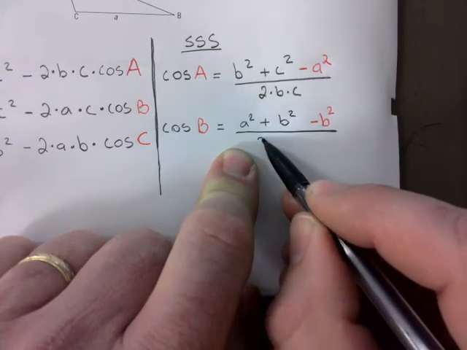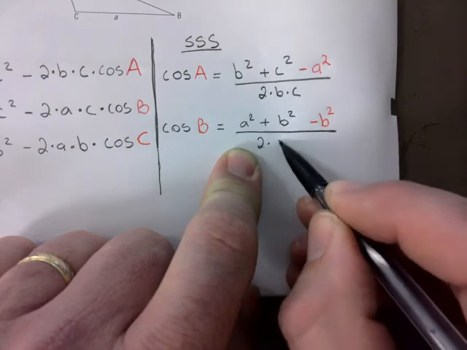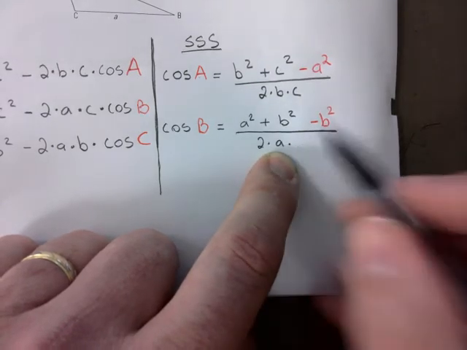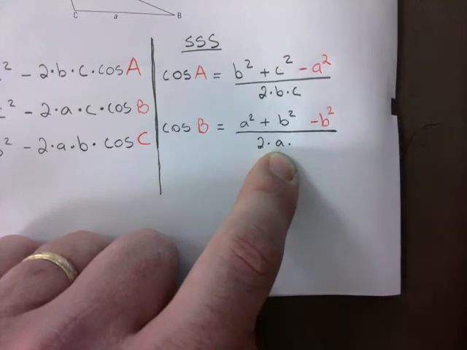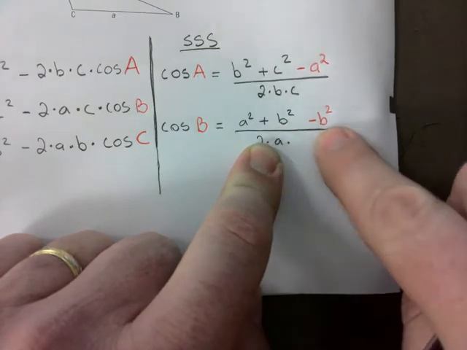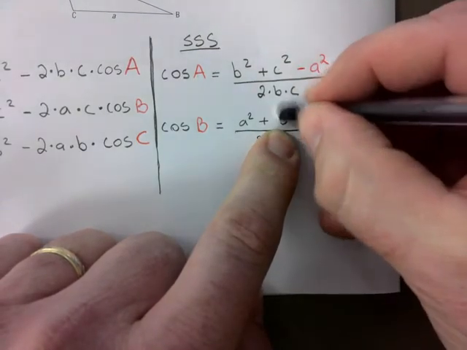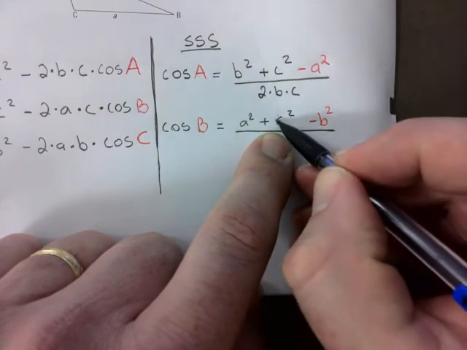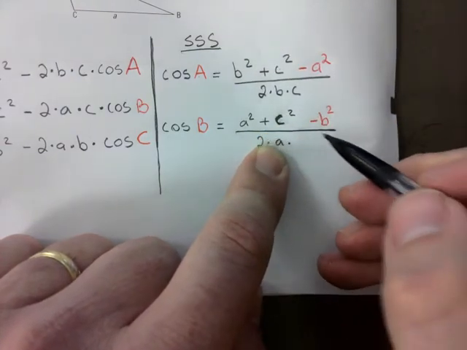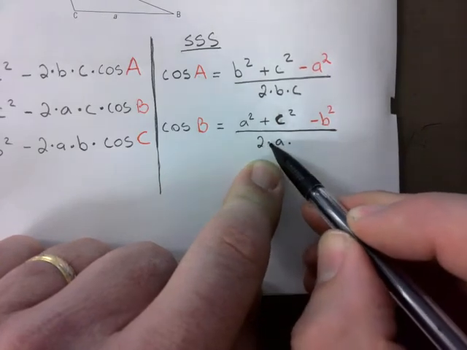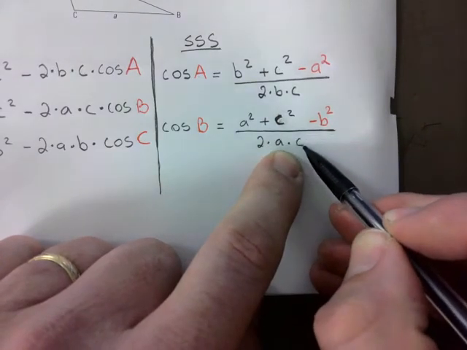And the denominator is 2 times A. Oh, wait, sorry. I made a mistake, right? Can you look up so you catch it? You cannot have two of the same. What would this have to be? C. Okay, good. I hope I didn't throw you off too much there. So AC, so that means that at the bottom you will have 2 times A times C.